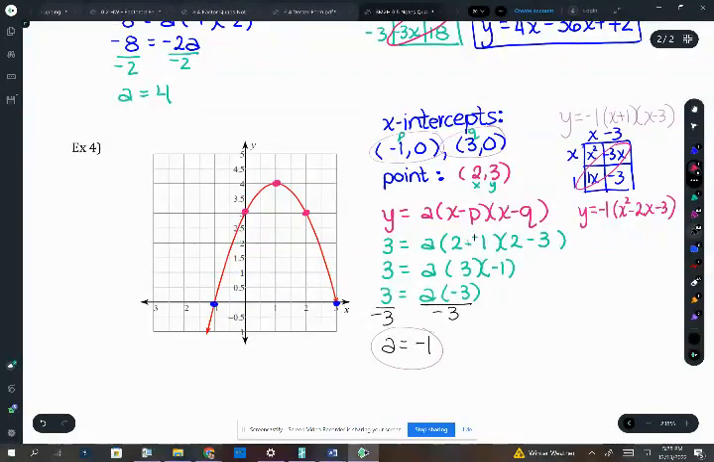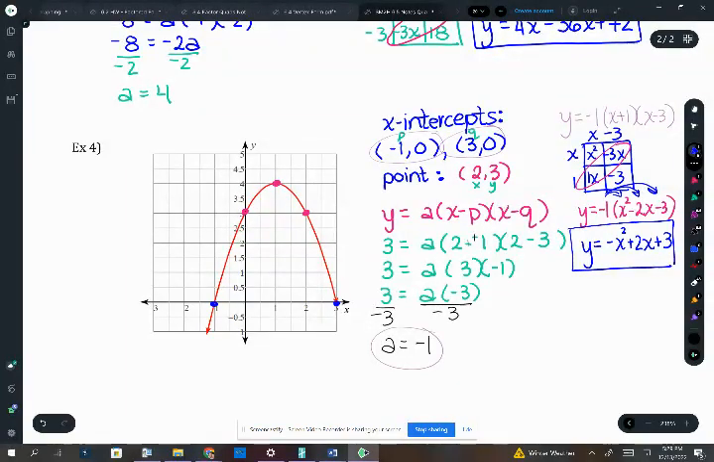And now we want to make sure we distribute that negative sign. So as we're distributing, we're giving that -1 to everything. And so our final equation is going to be y is equal to -x squared. -1 times -2 is positive 2x. And -1 times -3 is positive 3.